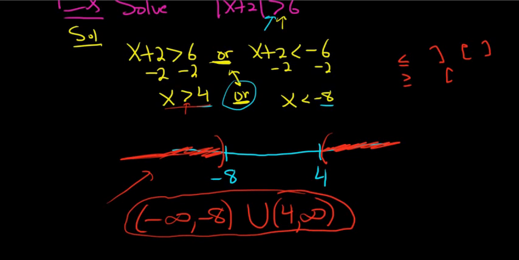So again, whenever you have a less than, it's less than, less than, less than. Whenever you have a greater than, there's an or, and you're always going to get a union.